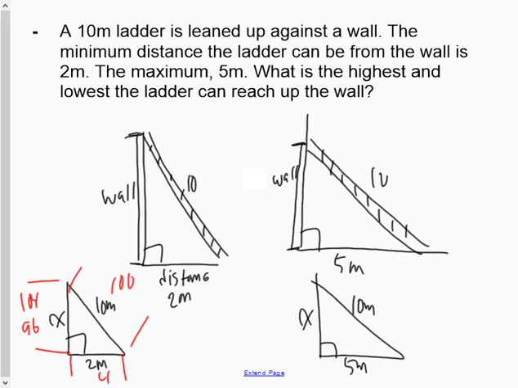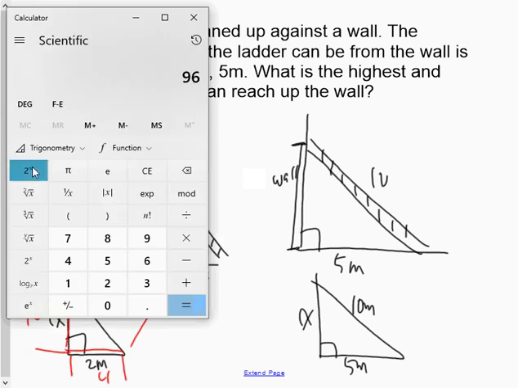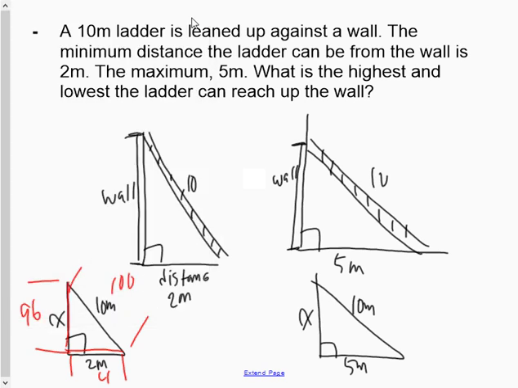Since this is 100 and this is 4, what's the area of this square? 96. Because the area of the square is attached to the legs, this being a leg and this being a leg, have to add up to be 100, which makes this one 96. So therefore, how high up the wall does it go? It goes the square root of 96, which is 9.8 meters.